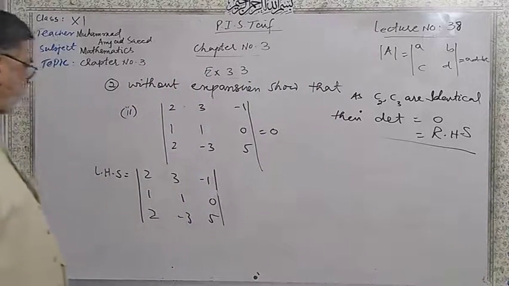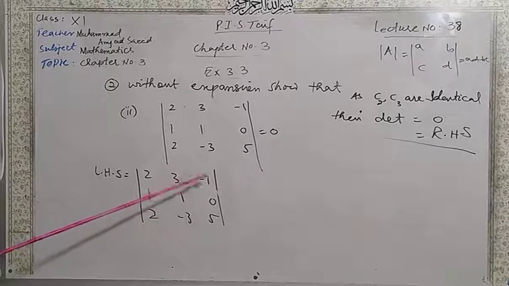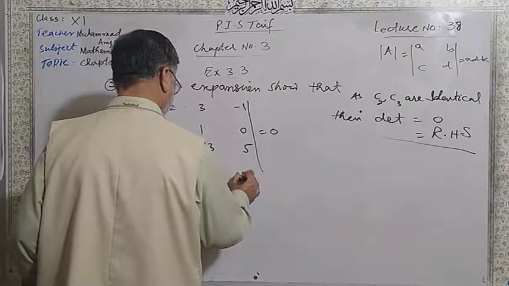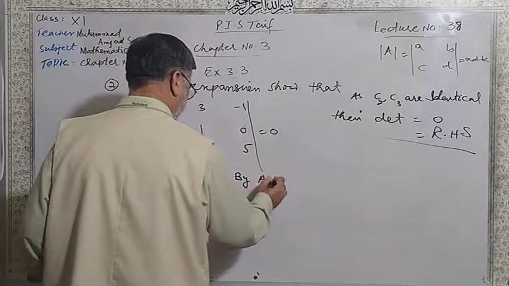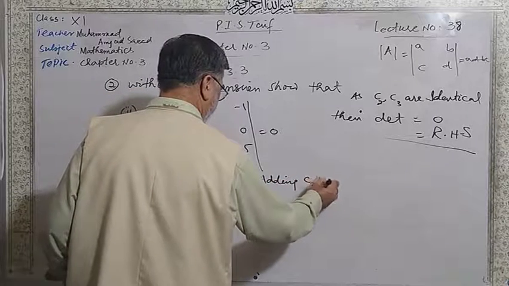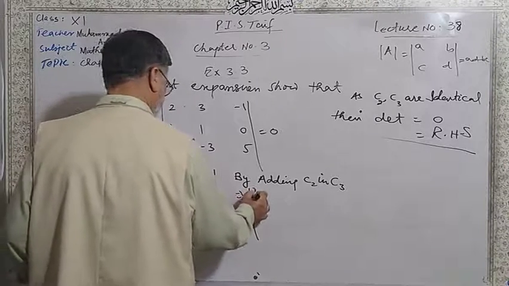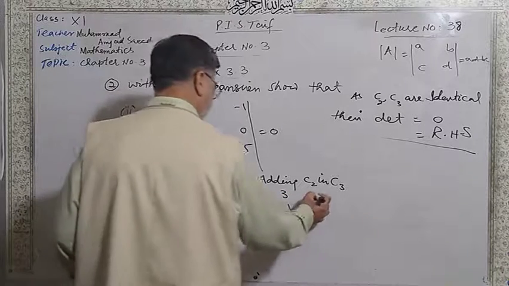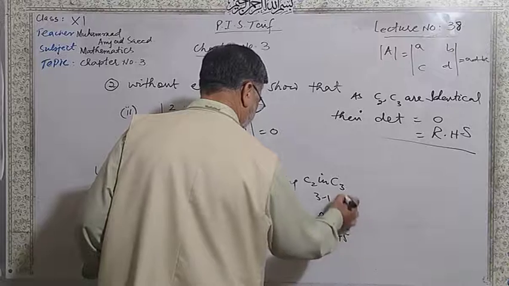Now you can check if we add C2 and C1, by adding C2 and C1, or C3, sorry, by adding C2 and C3, then we are left with 2, 1, 2, 3, 1 and minus 3, then 3 minus 1, 0 plus 1, minus 3 plus 5.